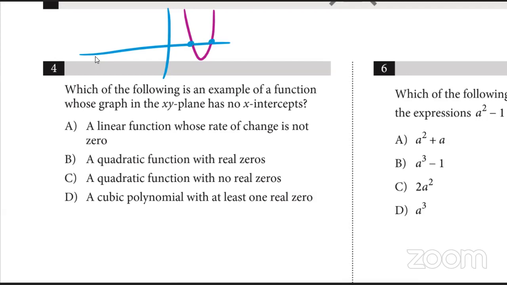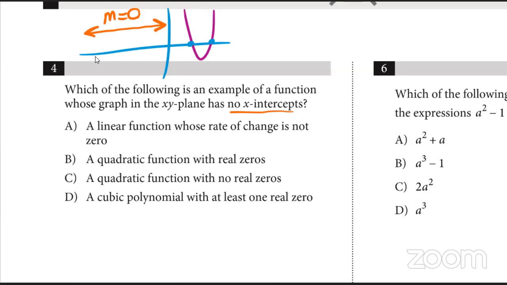So some of the answer choices are talking about lines. So let's talk about lines. If a line has no x-intercepts, if it never hits the x-axis, that means it would also be parallel to the x-axis. So it'll be a line that looks like this. So a linear function whose rate of change is 0, because if a line is horizontal, it has a slope of 0.